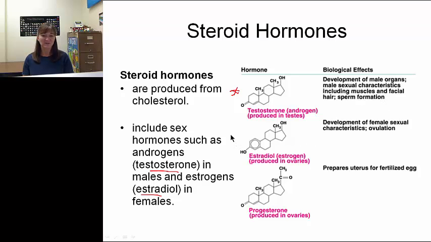Here's the structural formula of estrogen in females. It's produced in the ovaries. It plays a role in the development of female sexual characteristics and plays a role in ovulation. Here is the formula of progesterone, which is also produced in the ovaries. It plays a role in preparing the uterus for the fertilized egg.